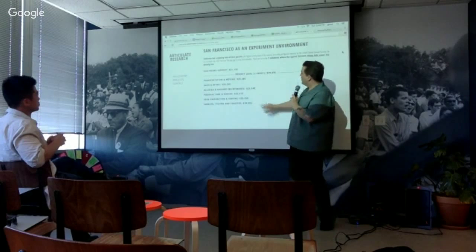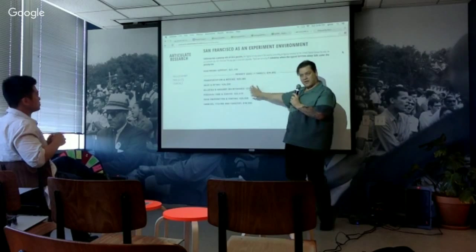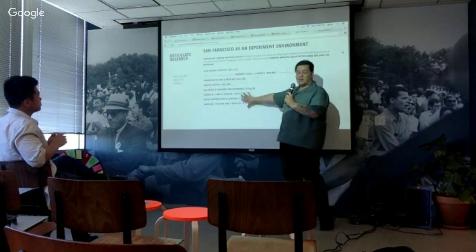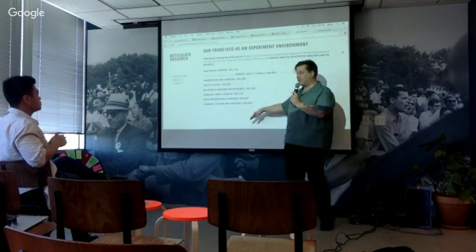you live in San Francisco, this is, is it the mean or the median? It's a typical salary. Mean. For someone who works in that industry. Okay. So this is a typical salary, falling below the poverty level.